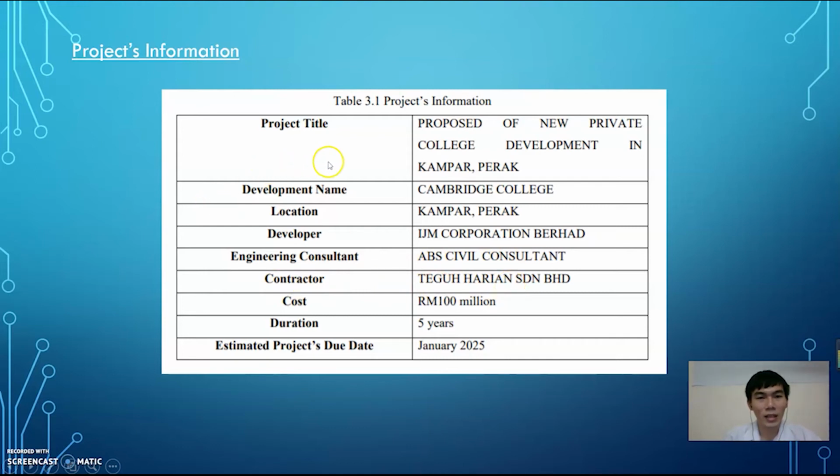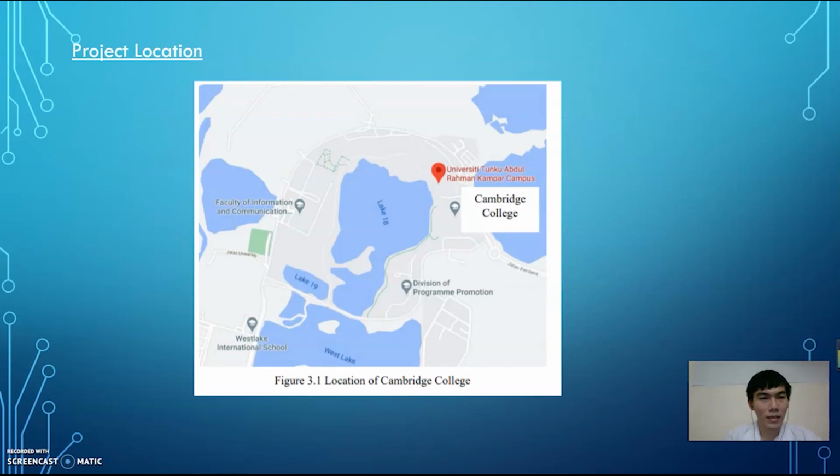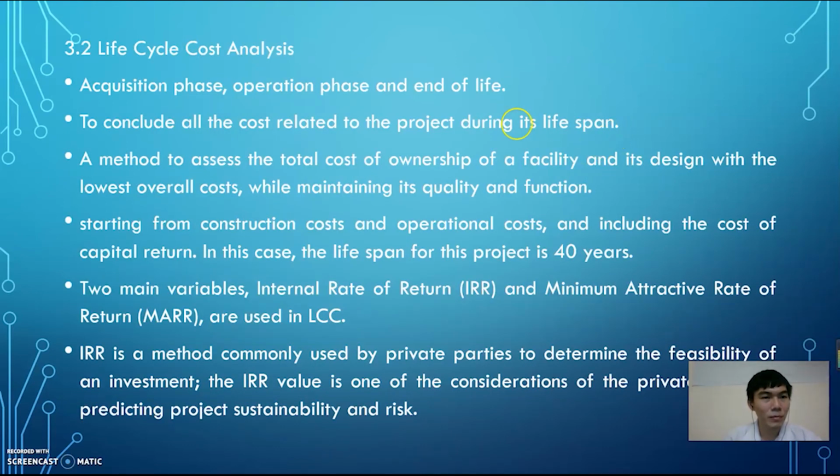The project title is Proposed New Private College Development in Kampar, Perak, and the development name is Cambridge College. This is the map for our project location, and it is near to the Universiti Tunku Abdul Rahman Kampar campus.